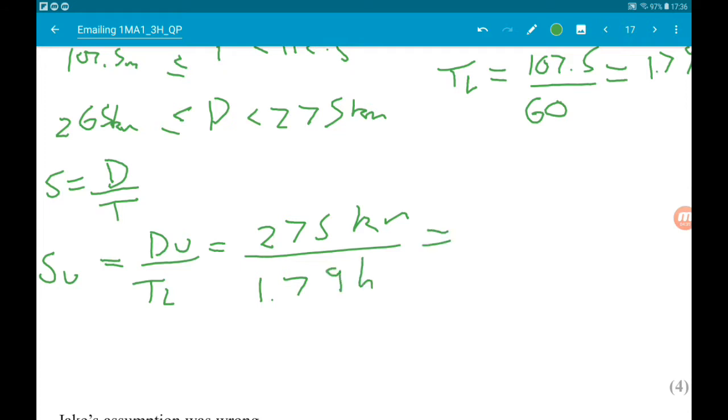So if you work that out, you should get 153 point whatever, so 153 would be fine. So that's kilometers per hour. So that, with the info that we got, is the fastest that the train could be going. So could it be going greater than 160? No.